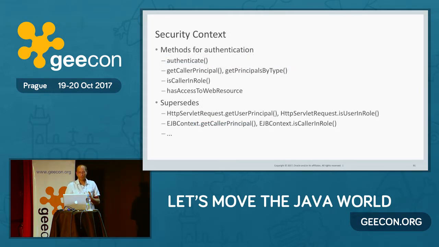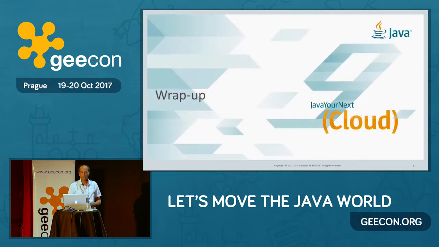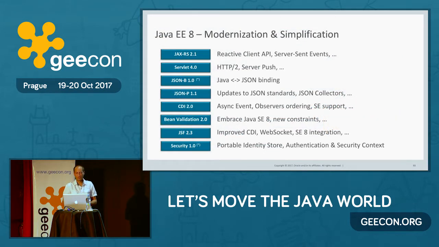Security context, as I said, supersedes HttpServletRequest getUserPrincipal and isUserInRole, the same methods in EJB. So you can either use the old ones or just one new API. To sum this up, basically, the point was to modernize and simplify the platform as a whole. I think the slide says it all.